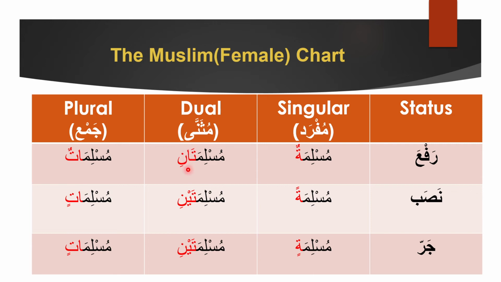Great. Now we come to the dual form. Now here we see, if you just compare this with this, what do you see? Okay, it's still an added noon. Doesn't change, right? It's just an added noon. Yes, we see an additional ta, but that's because the singular version has a ta already in it, which means this is just an added noon. Great. Now what about the nasab? Okay, tayni. And the jar? Tayni. Okay, not much different. And there's a ta only because the singular version has a ta in it.